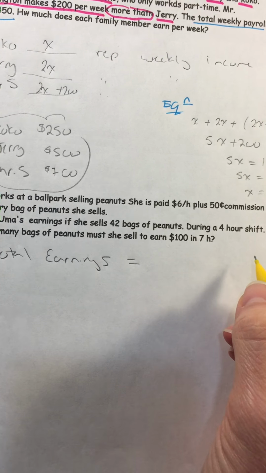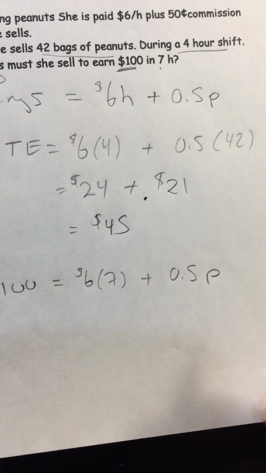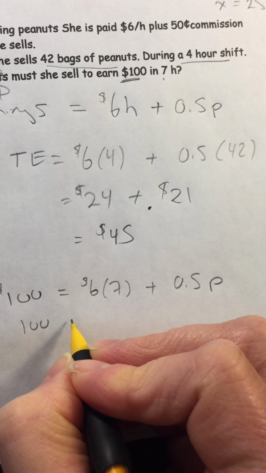Part B is a little different because Part B says how many bags of peanuts must she sell to earn $100 in 7 hours. So here we don't know the peanuts. How many bags of peanuts is the question. But we still have the same formula. We know her total earnings, but this time we know it's $100. $100 can be found by taking her hourly wage, which is $6 an hour, times her 7 hours, and add to that 50 cents for every bag of peanuts she sells. But P, we don't know. This is the idea of rearranging formulas from last time.